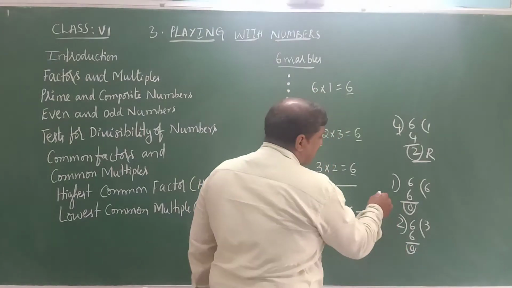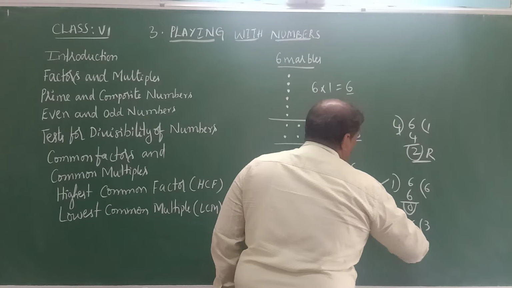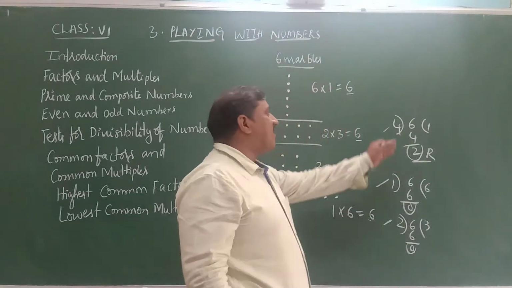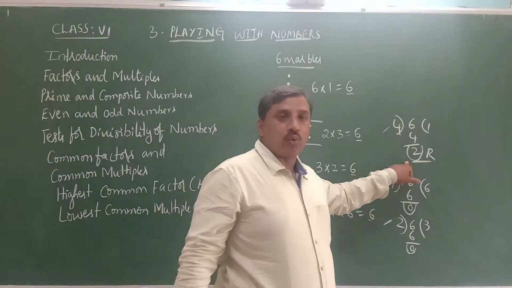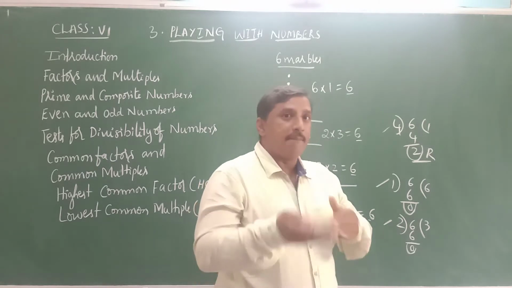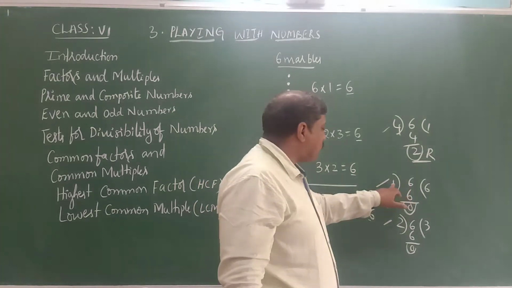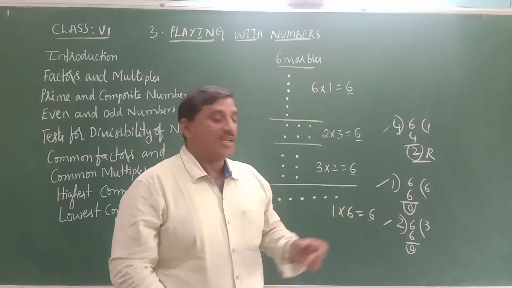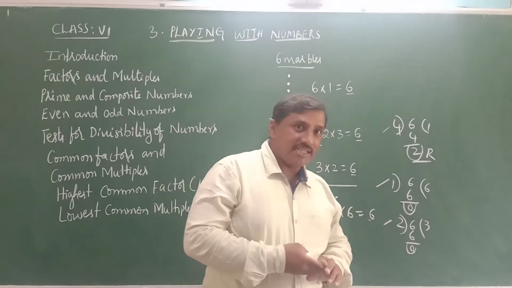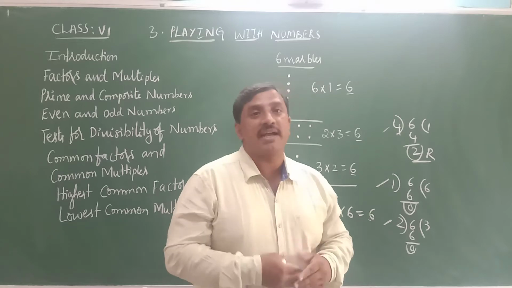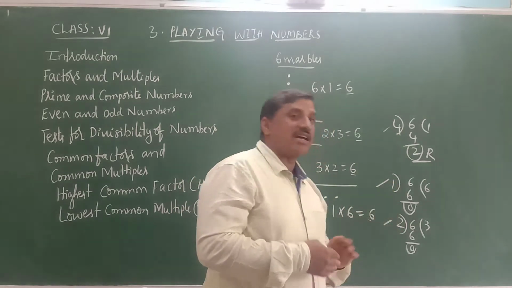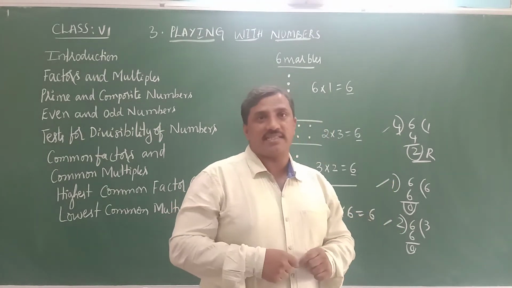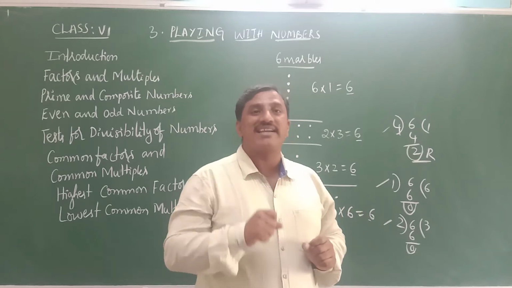But what is the difference between 1, 2 and 4? When we divide 6 by 4, we get remainder 2, which is not equal to 0. But when we divide 6 by 1, 2, 3 and 6, we get remainder 0. Though these are also known as divisors, they leave remainder 0. So these divisors are known as exact divisors. That is, they are known as factors.